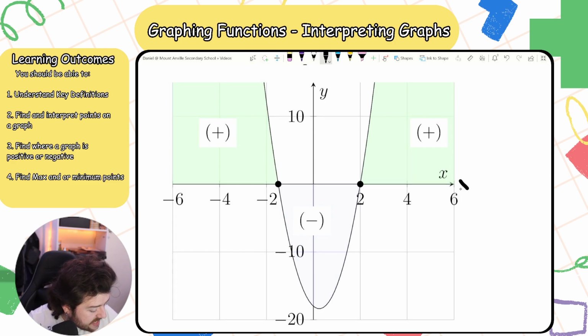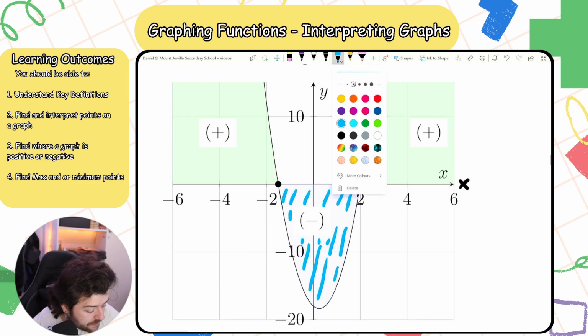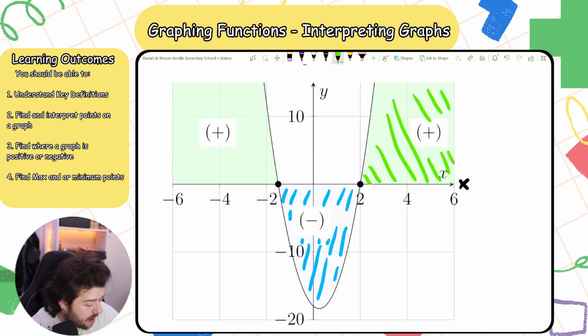So here's my x-axis, right? And we see here, my graph is negative right here. It's below the x-axis between these two points, and any point to the right of it, it's above the x-axis. So we say these are positive. Above the x-axis, positive. Below the x-axis, negative.